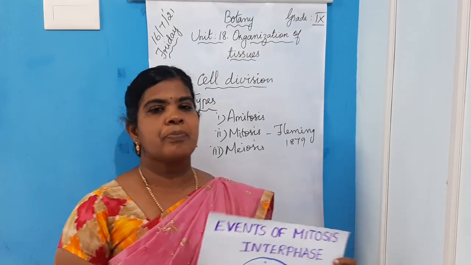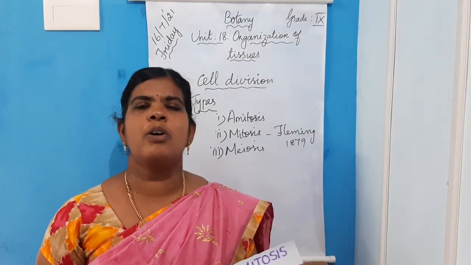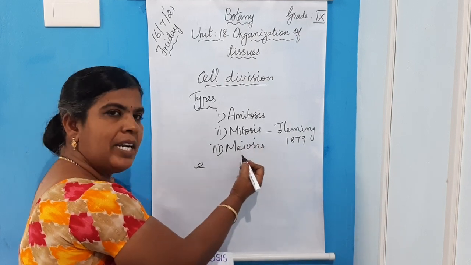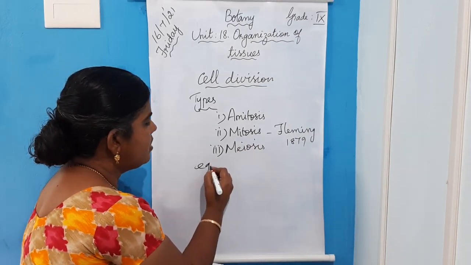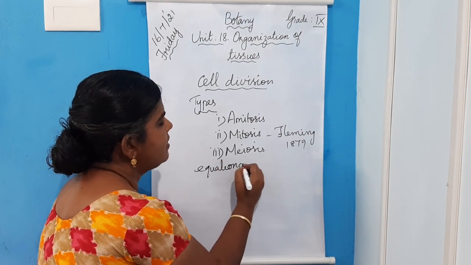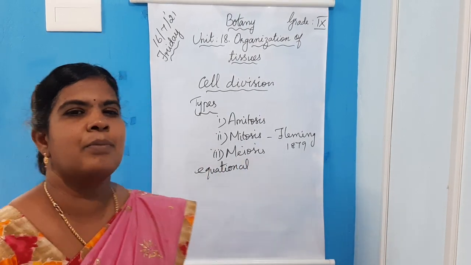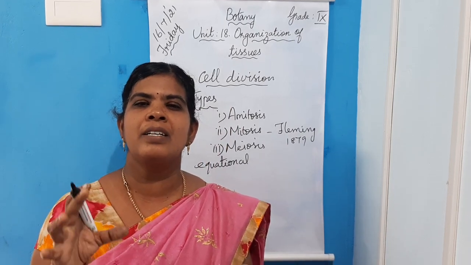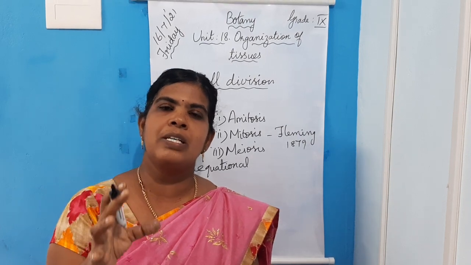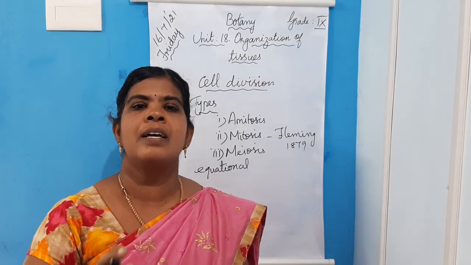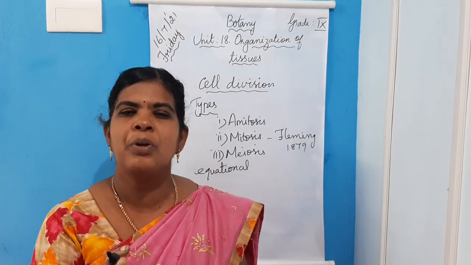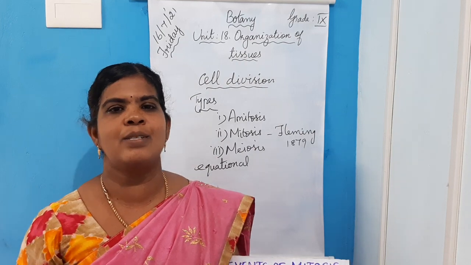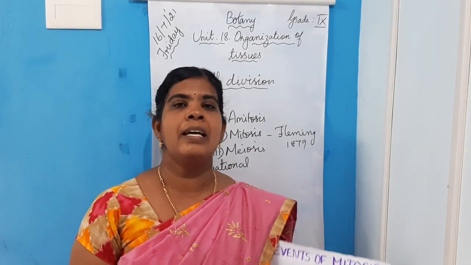Okay, listen. It is also called equational division. This mitosis or mitotic cell division is also called equational cell division because each daughter cell has a nucleus with the same amount of DNA, chromosomes and genes as present in the parent cell. So it is also called equational division.